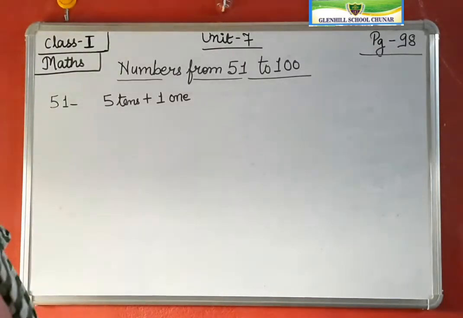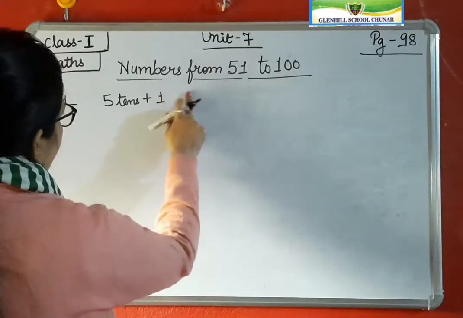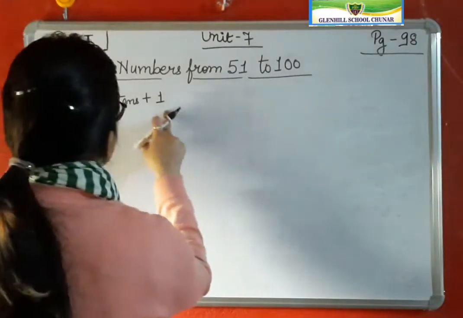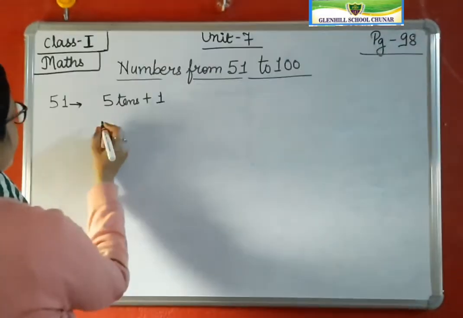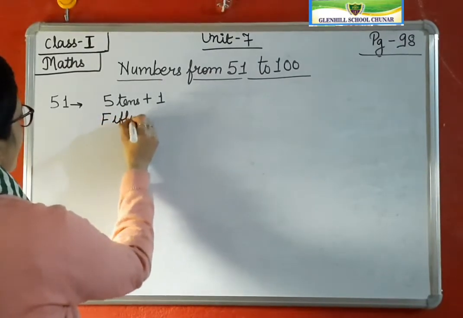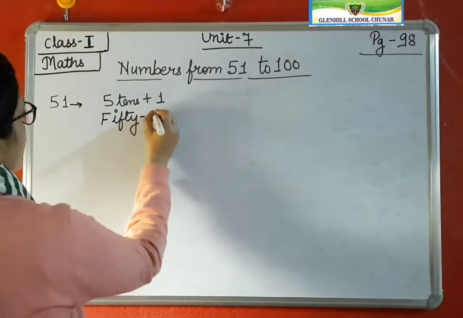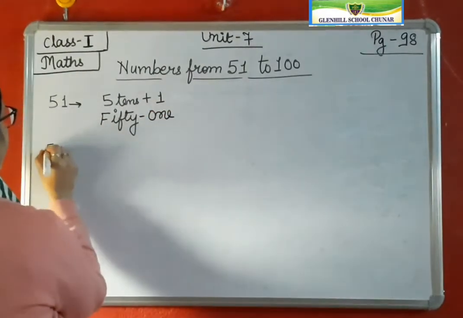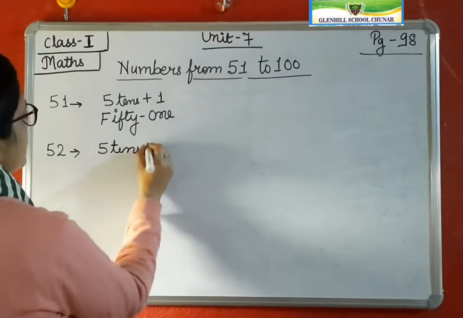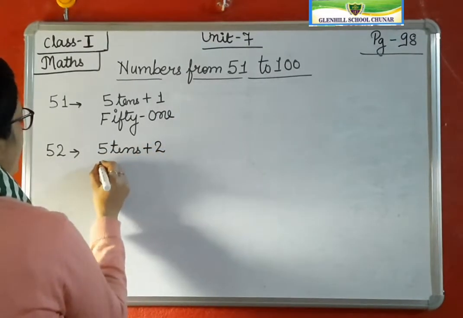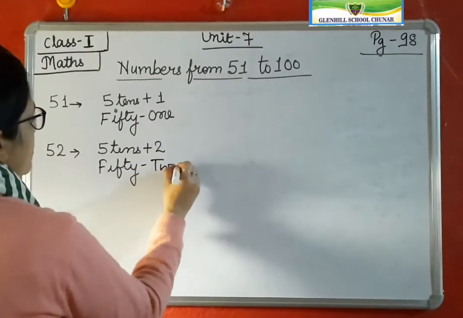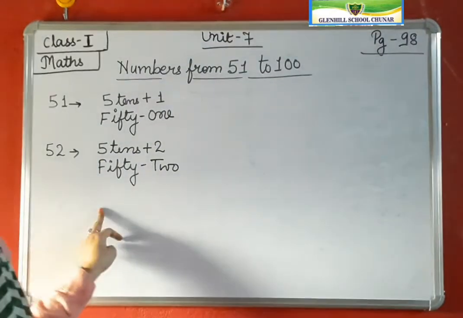You can write 1, or you don't need to write 1. So it is 5 tens plus 1. And you also have to write down its number name. So it becomes what? 51. It becomes 51. Now 52. 5 tens plus 2. It becomes 52. Okay? Like this you have to write down in your notebook.